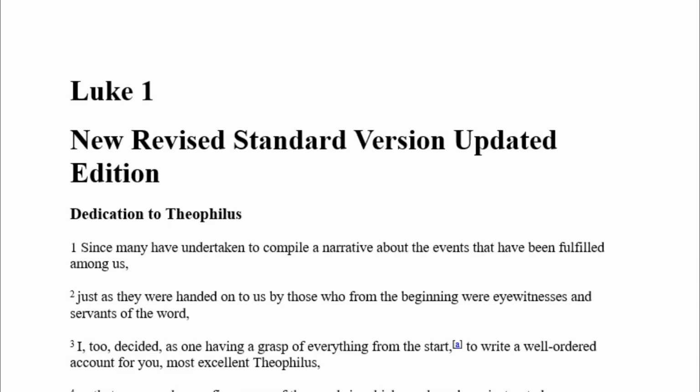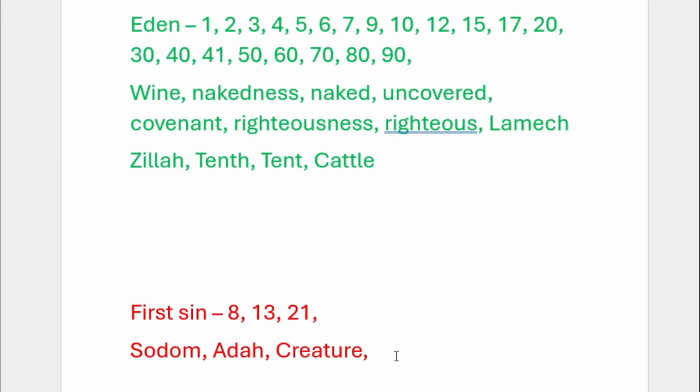Okay, first things first. I've got the book of Luke up here, the NRSV version for reading. And I'm just going to show a couple of things here. First of all, let's stop for a minute and take a look at our numbers here again. Remember, we had our 1, 2, 3, 4, 5, 6, 7, 8, 9, 10, 12, 15, 17, 20, 30, 40, 41, 50, 60, 70, 80, 90. Those are all viable numbers that are going to be repeated throughout the Bible so much that that's what we're seeing in common.